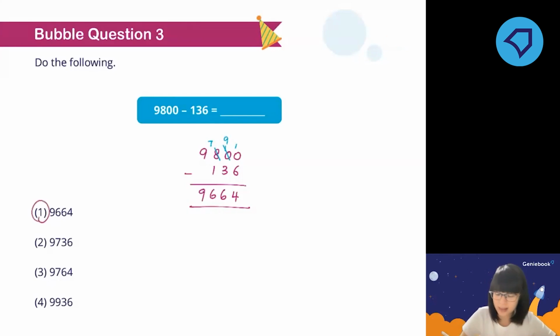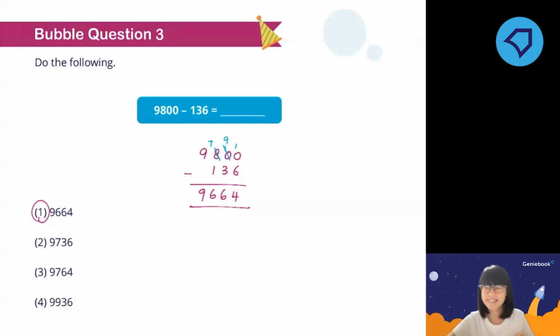So your answer would be 9,664. A lot of you gave me option number 3. So this one, you must remember to regroup. Okay, it becomes 7. So 7 minus 1 is equals to 6. No longer 8 minus 1 equals to 7. Okay. All right, so let's move on to bubble question number 4.